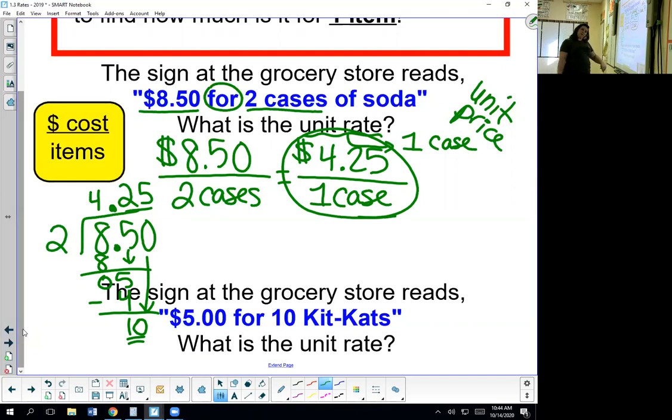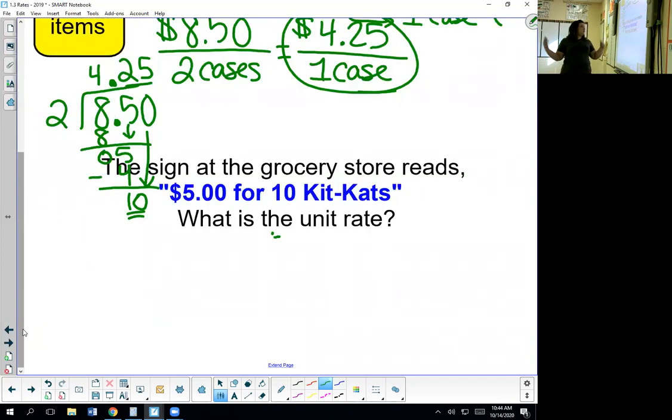Okay, now this is where kids get confused. Be careful on this one. Now we go to the same grocery store, and I'm hungry for some Kit Kats. It says if you spend $5, you can get 10 Kit Kats. So think about that. $5 for 10 Kit Kats. I want to know, what is the unit rate? Are you going to be paying more than $1 per Kit Kat? The answer is no. You're going to be paying less than $1 per Kit Kat. So, what's the unit rate?